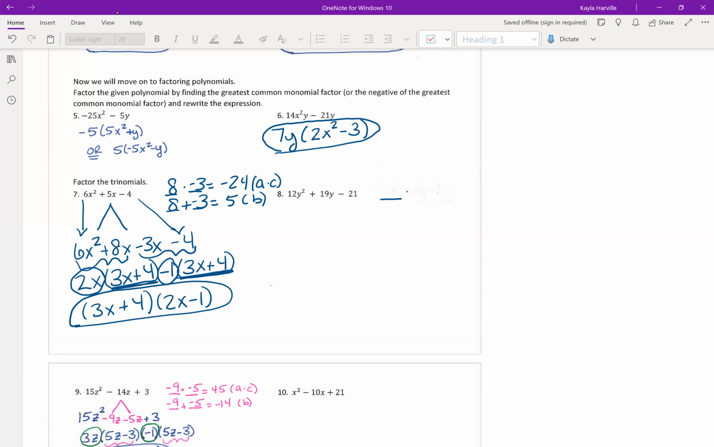Looking at number 8, we need two numbers that multiply to give us 12 times 21 because there was no common factor for us to pull out. So that's negative 252, and we want them to add to give us 19. So we're multiplying to get A times C, and we're adding to get B. The numbers that work with that are 28 and negative 9.